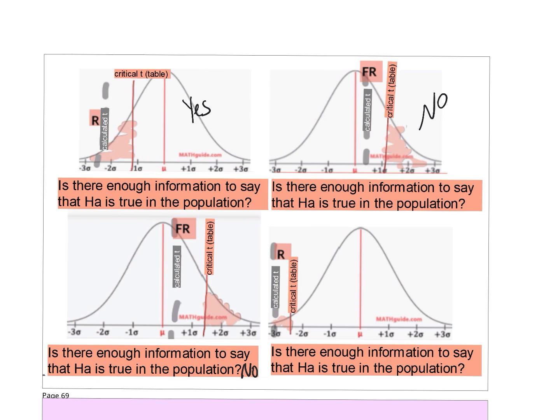Or in another example, where we reject the null because the calculated value is in the rejection region, this means that yes, HA, the alternative hypothesis, is true for the population.